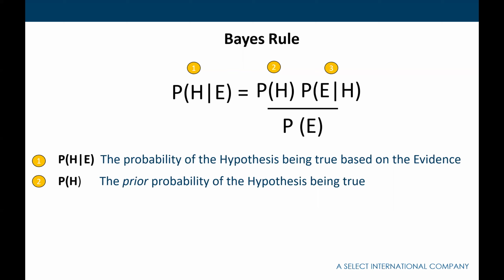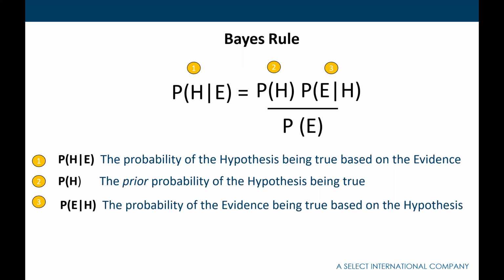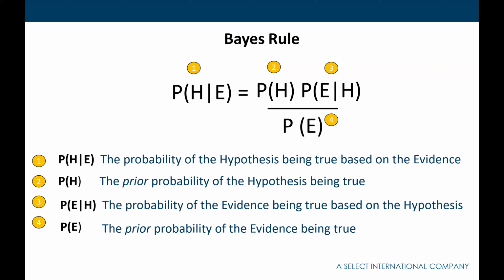That's what P(H) is. And the next one is the probability of the evidence being true based on the hypothesis. So what's the chance of getting that data, assuming the hypothesis is true? And the last one is the prior probability of the evidence being true. So what is the likelihood of that evidence being true?